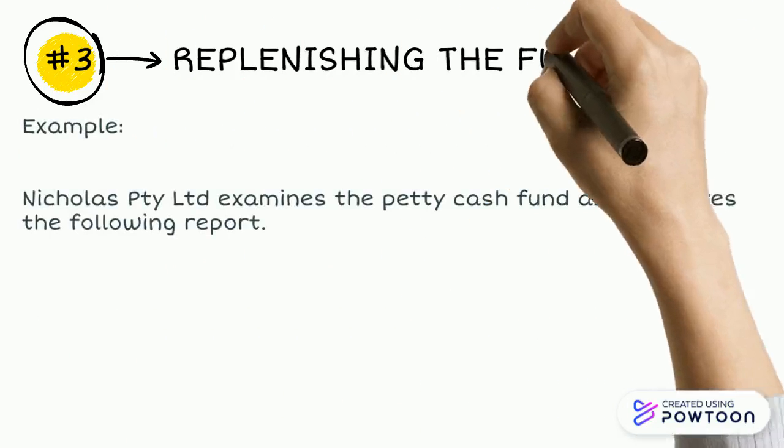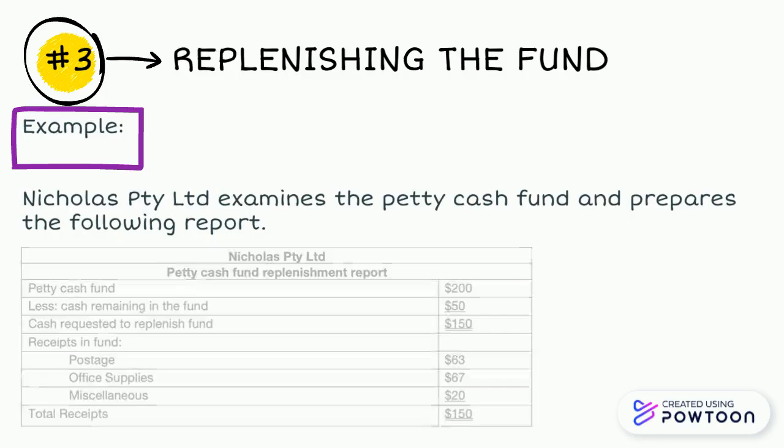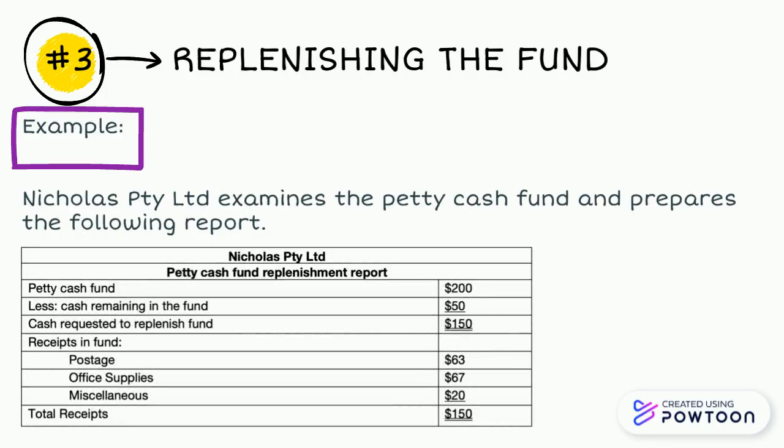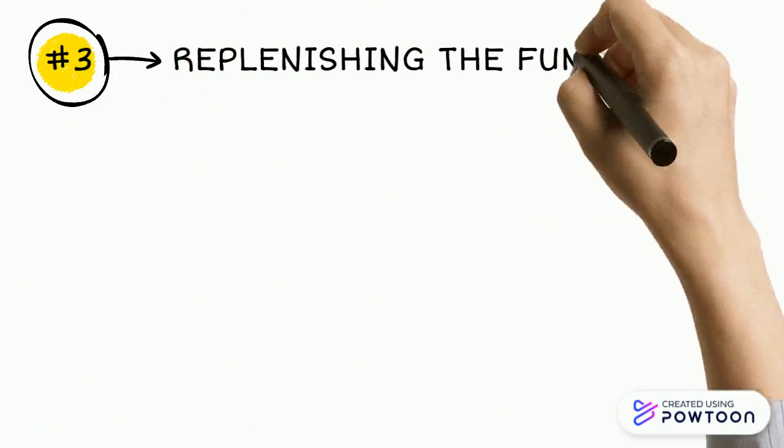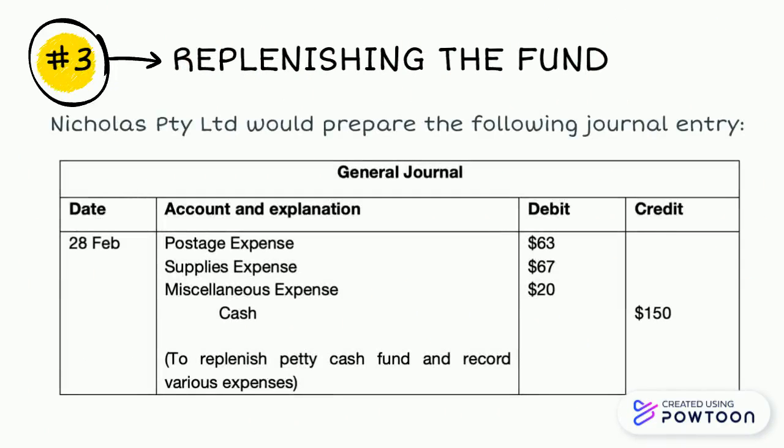So let's say Nicholas examines the petty cash fund and prepares the following report. We can see that the fund needs $150 to be fully replenished. Total receipts also totals $150. After preparing the report, Nicholas can make the following journal entry. He debits all of his expenses and he credits cash.